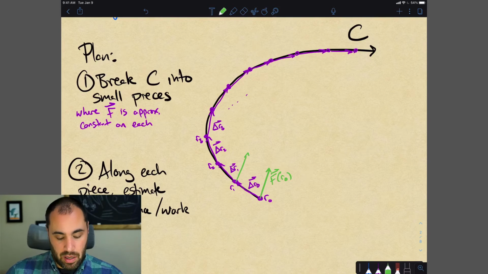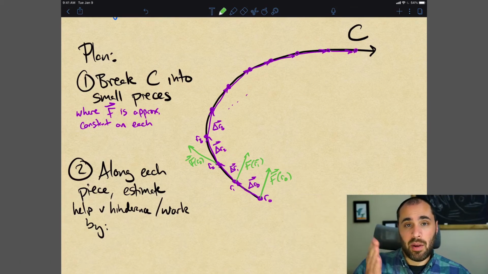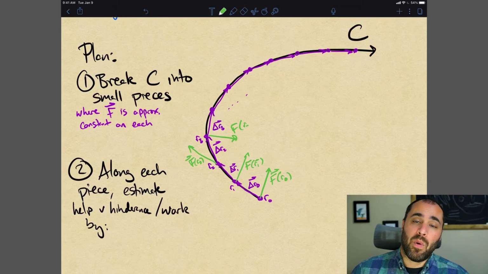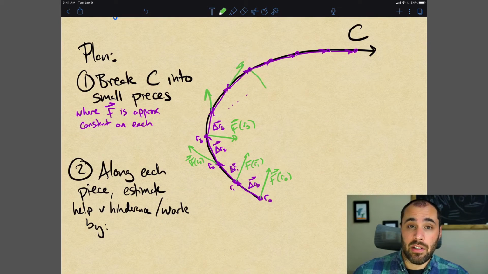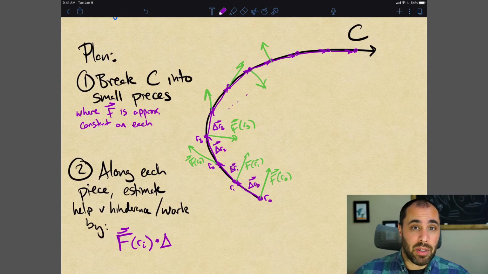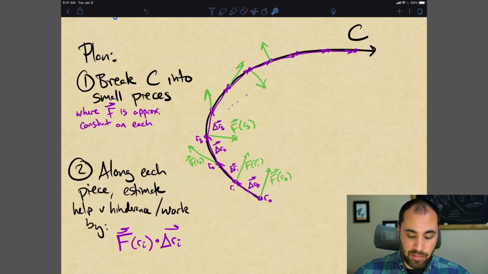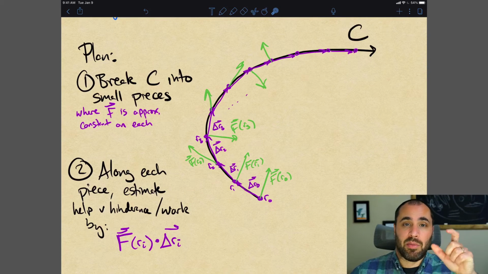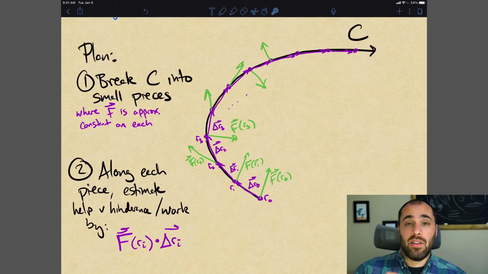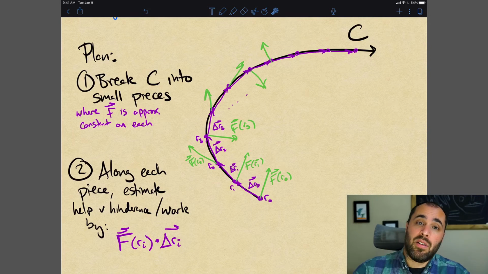So now, along each piece of this chopped up curve, we can evaluate the vector field, that is, look at the vector F evaluated there, and we can estimate whether the vector field is helping or hindering us as we move along C, or how much work it's doing, by taking a dot product. That is, we'll take a dot product of this linear approximation piece of C and the corresponding vector in the vector field.